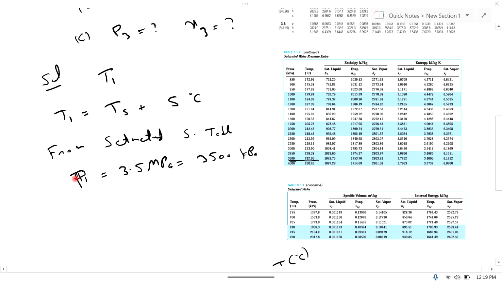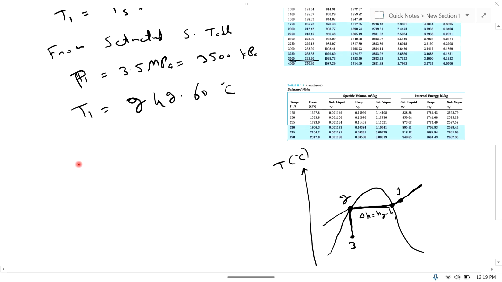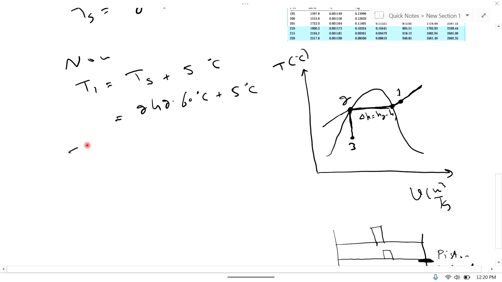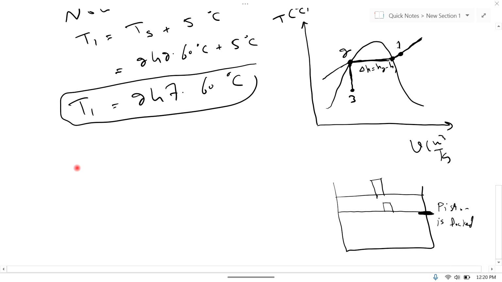So at this point, this is P1. Saturation temperature is 242.60 degrees centigrade. Now this is not T1, but this is the saturation temperature. Now T1 is equal to Ts plus 5 degrees centigrade. So Ts is equal to 242.60 degrees centigrade plus 5 degrees centigrade. So T1 is equal to 247.60. So the initial temperature, answer a, which is the superheating temperature, is 247.60 degrees centigrade.